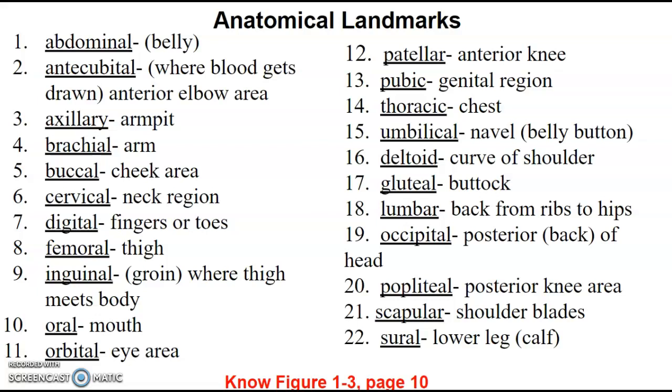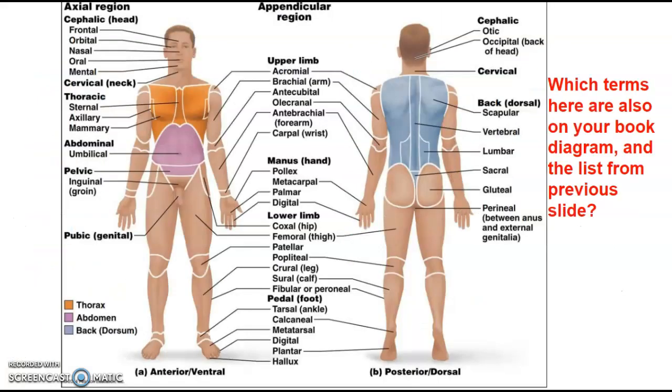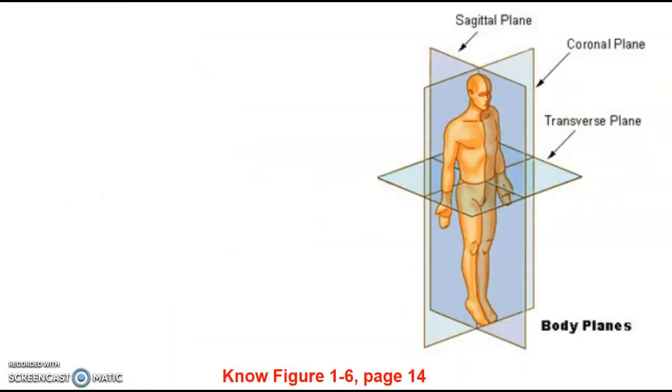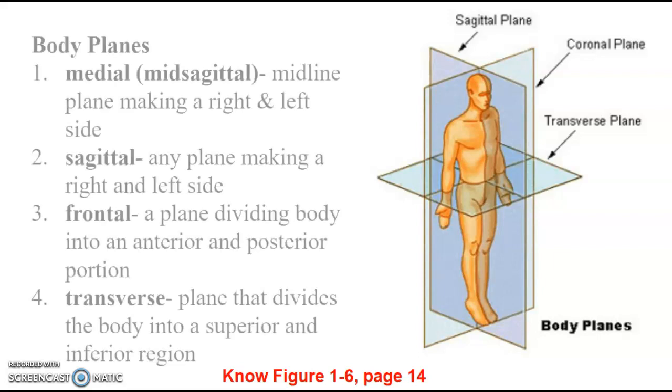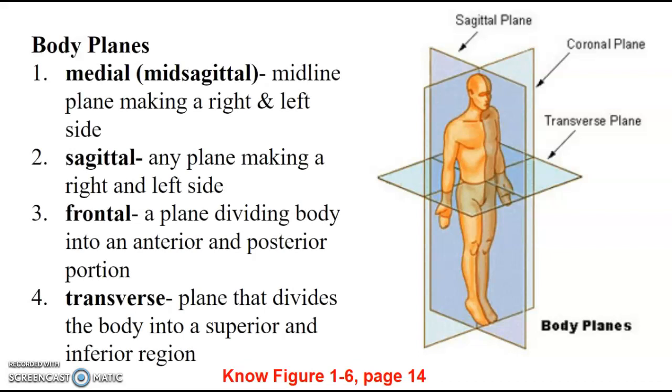Look at figure 1.3 on page 10. This is a similar diagram showing those landmarks. So look it over, compare. Look for the ones that are in common with what you have in your notes. Another figure, 1.6, page 14. Know the planes of the body, not the trains, the planes. Can you recognize one from a diagram? Those are the ones we did with the gummy planes assignment.